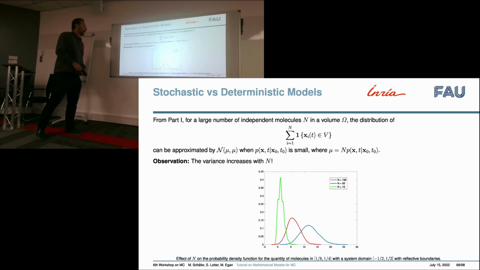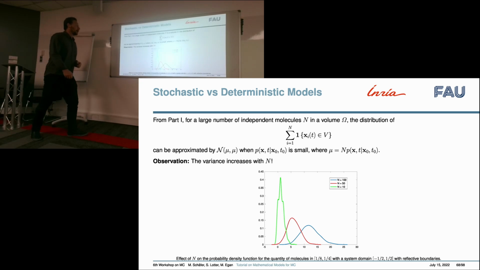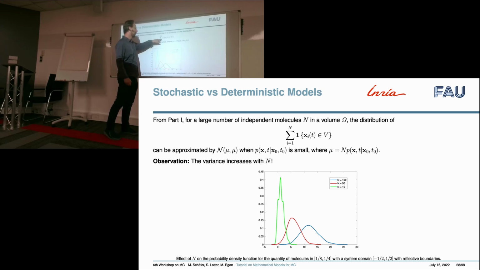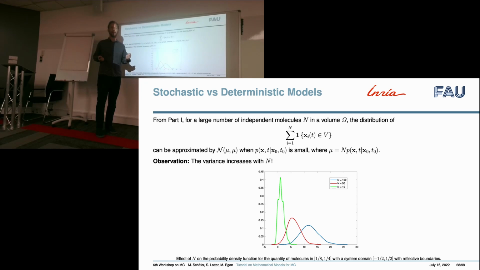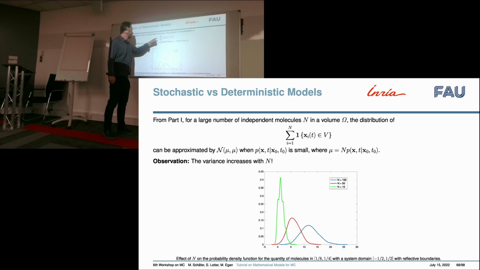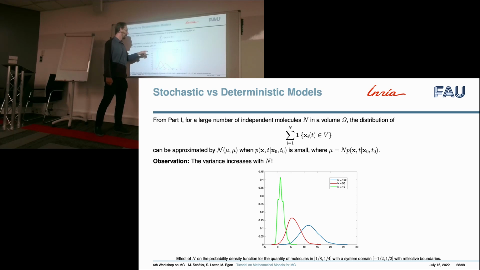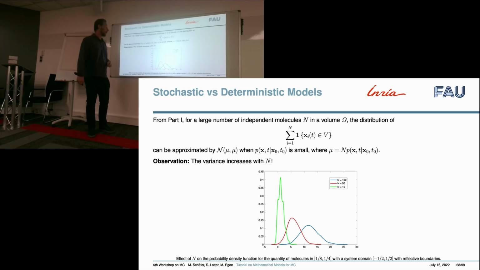Okay, so what we can ask first is that if we have n molecules in a fixed volume, omega, then we're interested in the number of molecules that are in a particular region of this channel, right? So we can ask the question, well, if we increase the number of molecules, what is going to happen? So we saw before that this quantity can be approximated by a particular Gaussian distribution in the case where the probability of being in this volume is sufficiently small for a particular molecule.